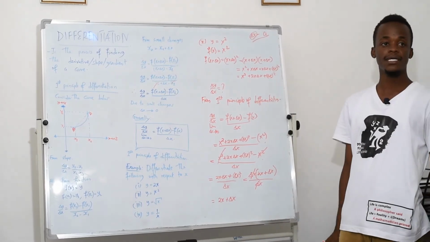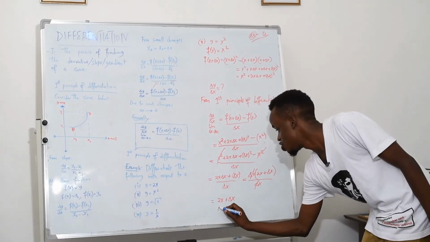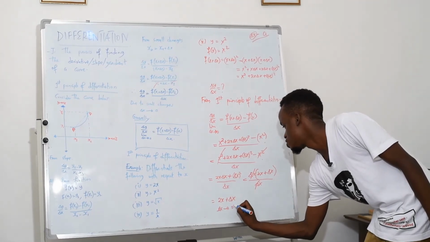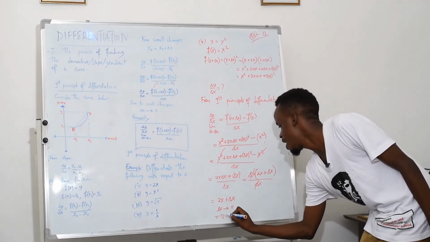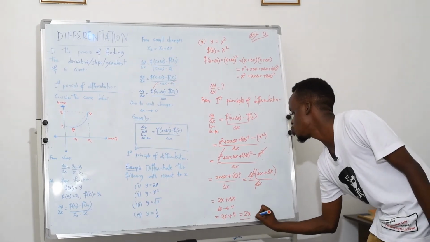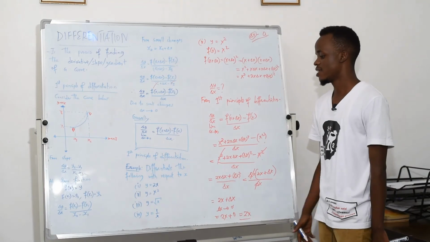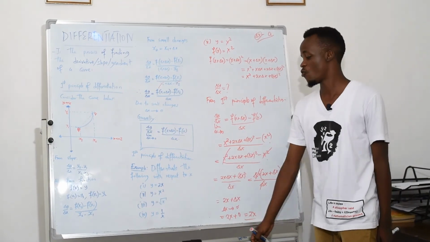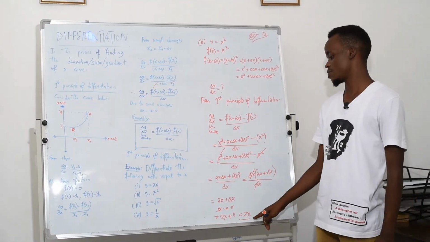You remember our limit? Our limit is change in x always approaches 0. Therefore, you'll have 2x, put 0 where there is change in x, then your slope is 2x. Your slope is 2x. Therefore, if you want to find the derivative of y equals x squared, the answer is 2x.